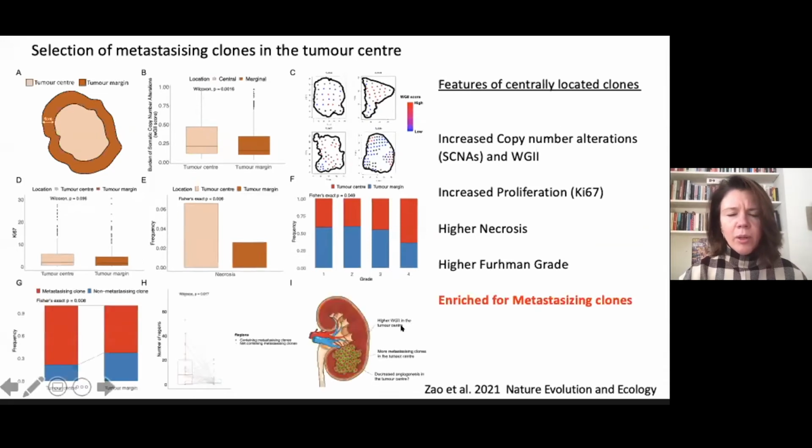And furthermore, we find that metastasizing clones, as I've shown you, we're able to pinpoint which are the metastasizing clones because we have the matched metastases from these patients, so we know which are the founder clones. And where in the primary site they've emerged, and we see that they're more likely to originate from the tumor center, although not exclusively so.